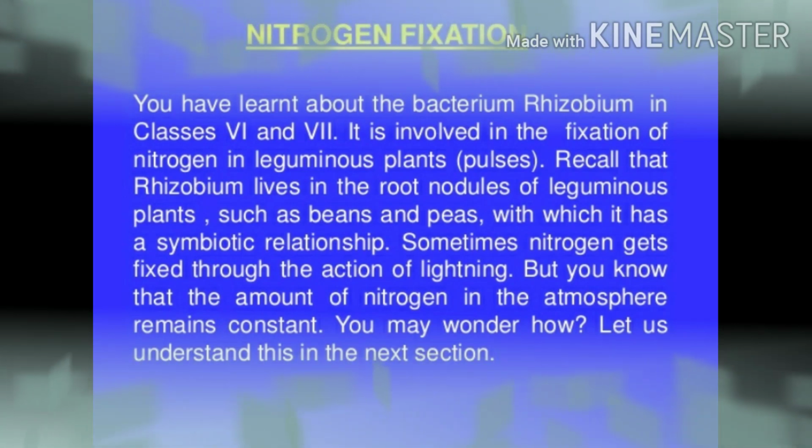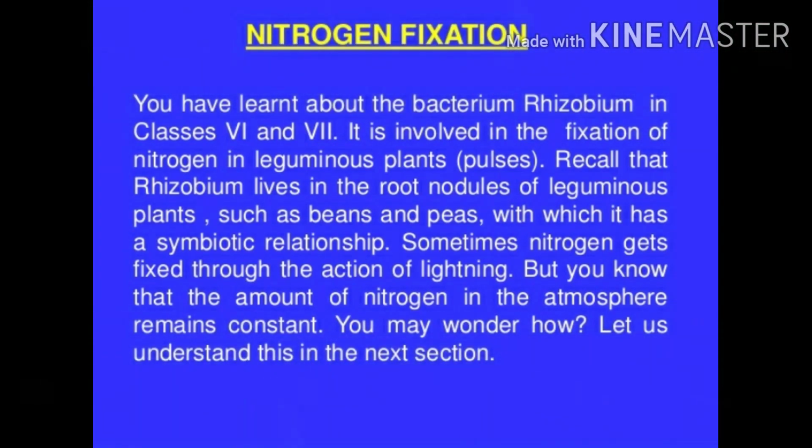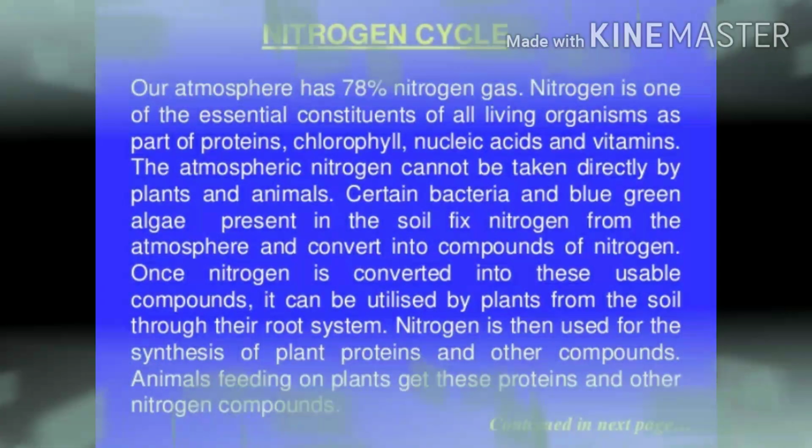Earlier we discussed that nitrogen is introduced to the soil by precipitation or by the lightning process. But you know that the amount of nitrogen in the atmosphere remains constant. You may wonder how. Let us understand this in the next section on the nitrogen cycle. Now we'll see how the amount of nitrogen is constant.